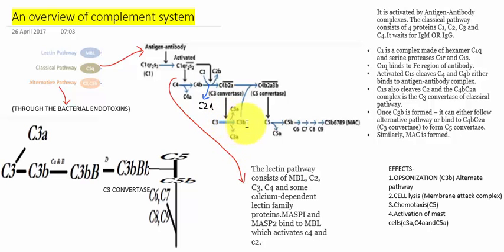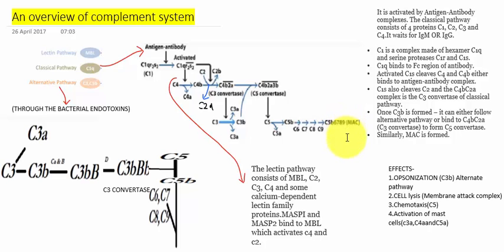The C3b then binds to the C3 convertase and forms the C5 convertase. In this way, it goes on forming the C6 convertase, C7 convertase, C8 convertase, C9 convertase, and the final product is C5b, 6, 7, 8, 9, which forms the membrane attack complex, which leads to cell lysis. So this is all about the classical pathway.